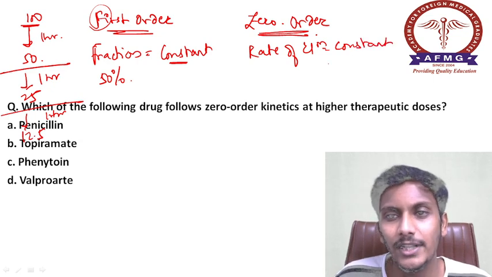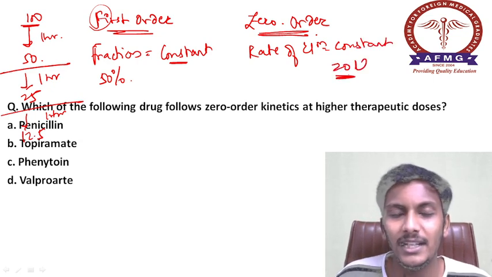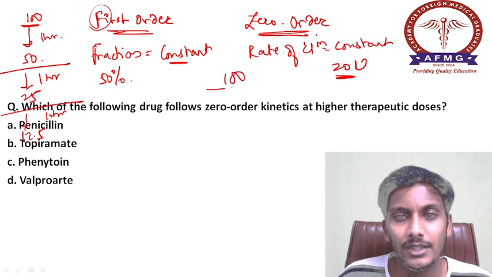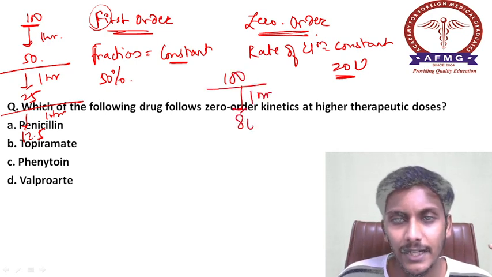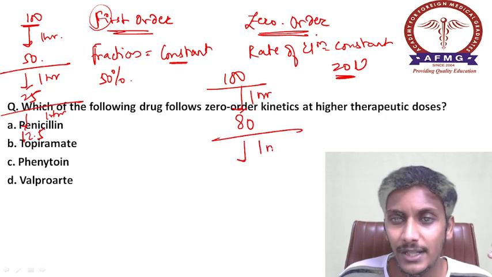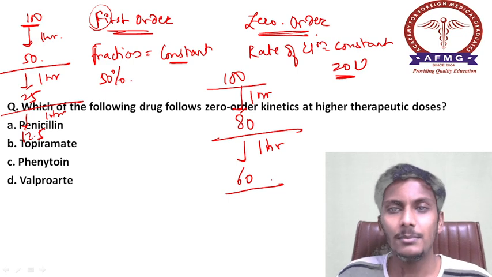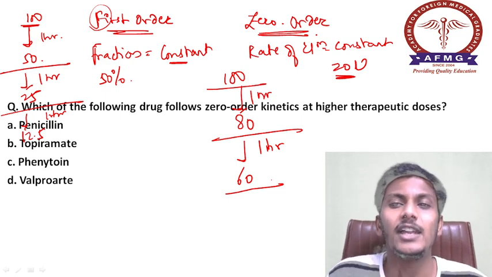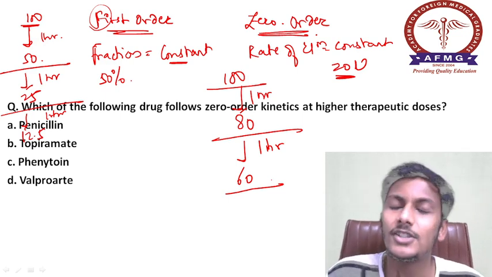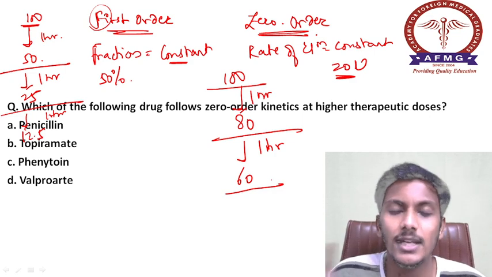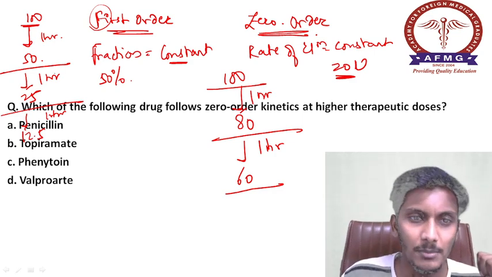So for example, only 20 units of drug are eliminated. There were 100 units at first. After 1 hour, 20 units are eliminated, that is 80. After 1 hour again 20 units are eliminated, that is 60. So likewise, please remember, in zero order kinetics the rate of elimination is constant, whereas in first order kinetics the fraction of elimination is constant. Important thing to be remembered.